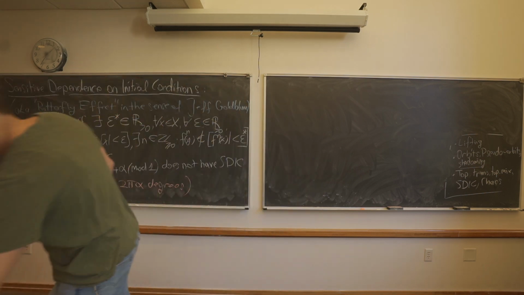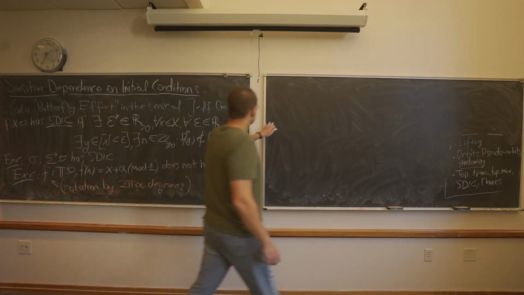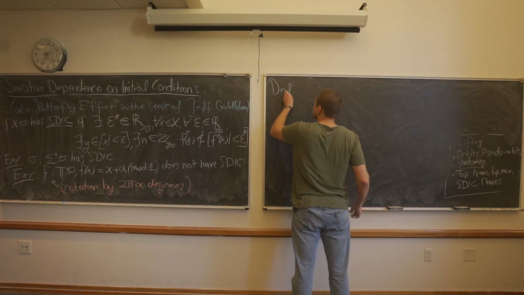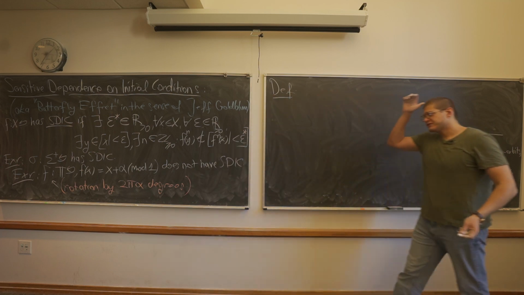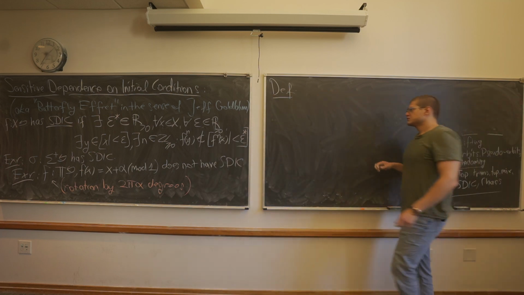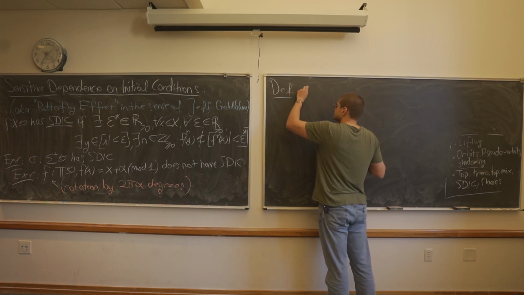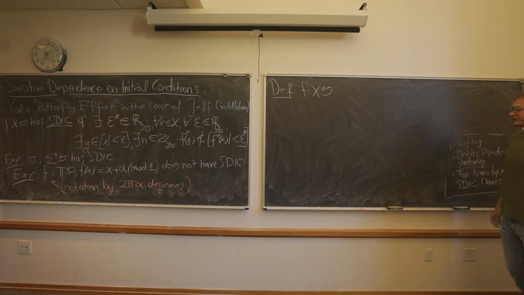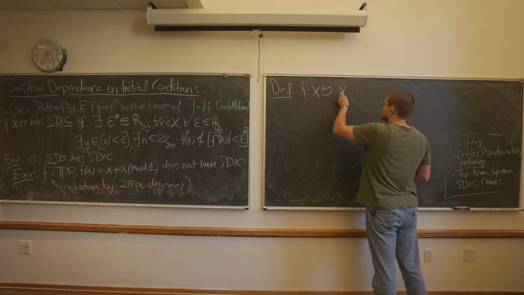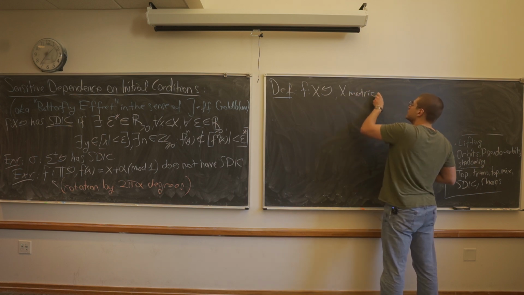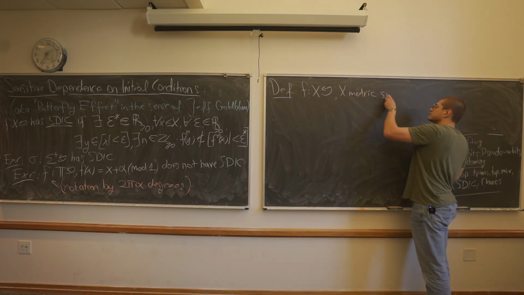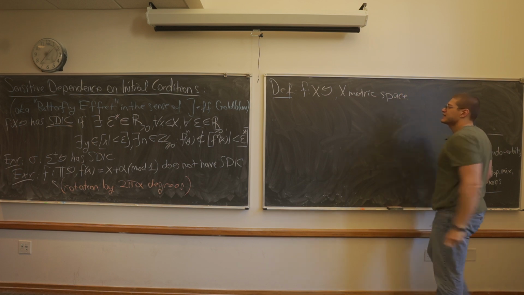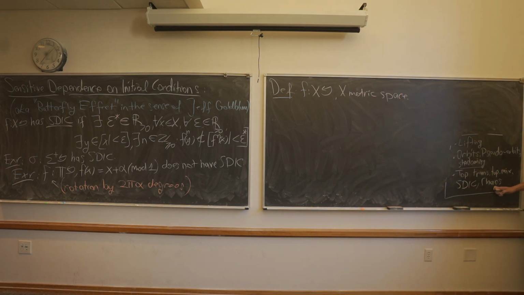So, definition. And this is the definition that Barnsley gives as well, but let's say this. I have F acting on X. I'm going to need X to be a metric space at the very least. F is said to be chaotic in the sense of Devaney.